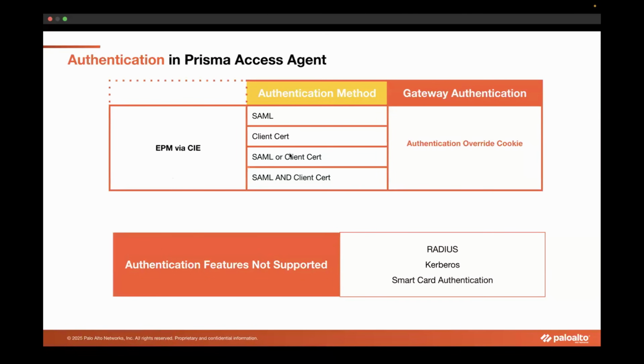So how does the authentication take place? Authentication method, like I mentioned, we support SAML and of course, client certificate-based authentication. Both of them will be CIE-based SAML and CIE-based client certificate authentication. And of course, we can have SAML or client-cert authentication and SAML and client-cert authentication combinations. Again, please note that all of these are via the CIE. And of course, the gateway authentication is always using the authentication override cookie.